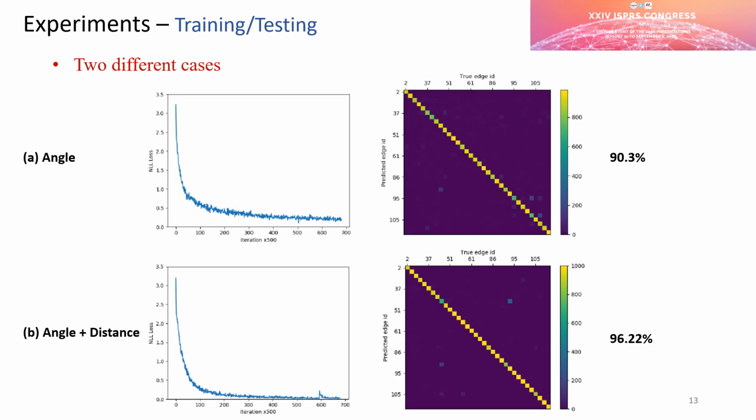We train the network using two different input data representations, angle only and angle plus distance, where the latter case shows loss decreases more and gets higher accuracy from the confusion matrix. This makes sense because the angle and distance encode more information using inserted nodes.